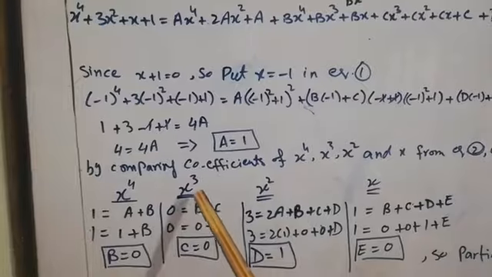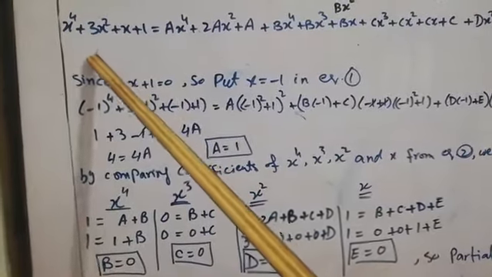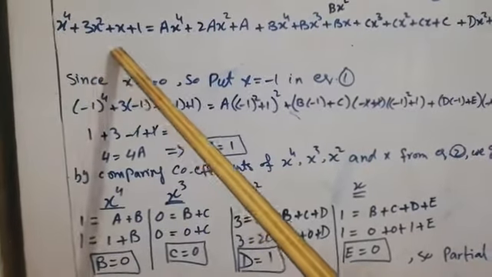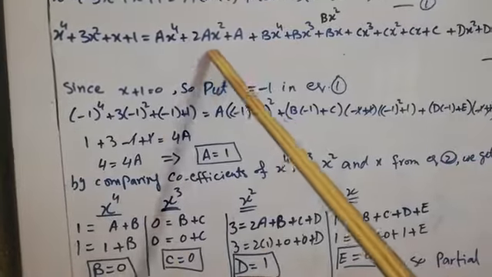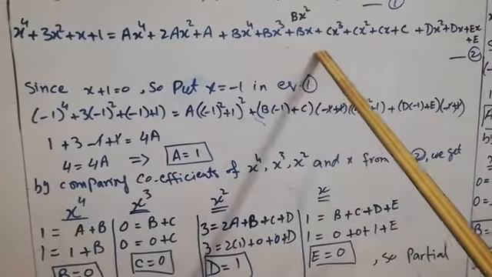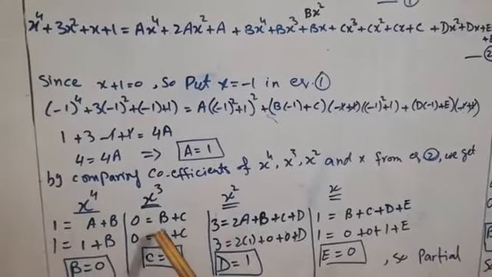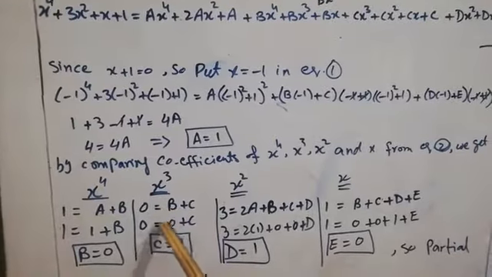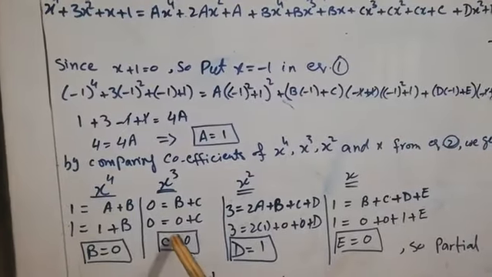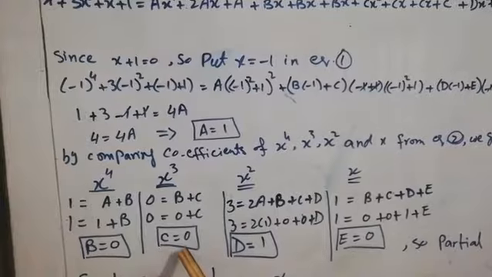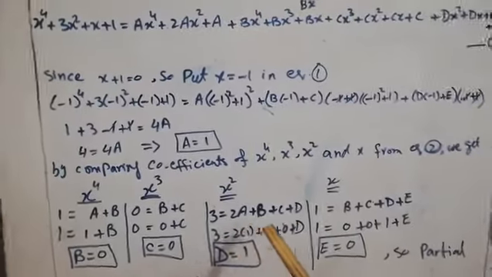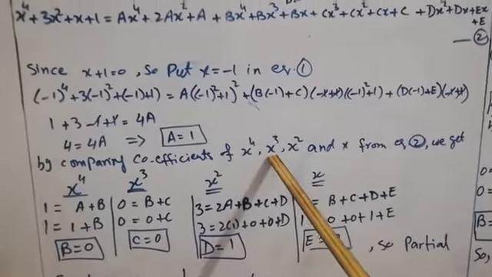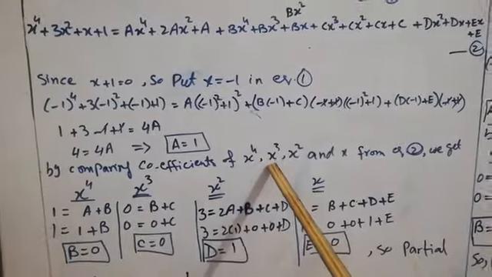Now we will compare the values of x cube. Here x cube is not present on the left side, so we will put 0, and the coefficient of x cube on the right is b and c, so we will put 0 is equal to b plus c. From here we put the value of b, which is 0, and get the value of c, which is also equal to 0.